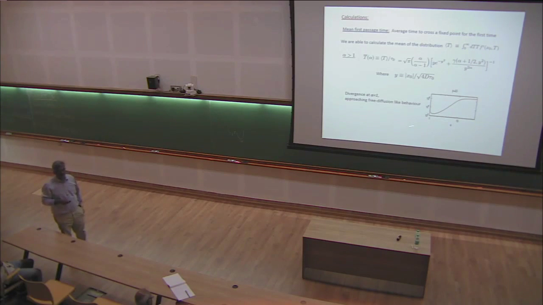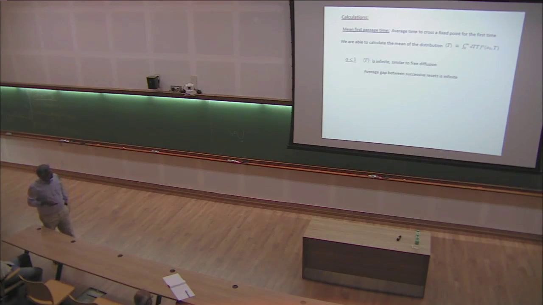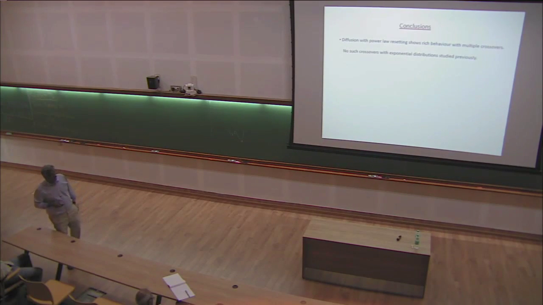This was slightly unexpected. This happens in the case of exponentials, but power laws do not have a time scale. And at very large values of alpha, you go to a constant where basically there is a resetting after every constant time. That is the deterministic limit. And for alpha smaller than 1, as expected, the behavior is more diffusion-like, and the average time to reach a target is infinite.